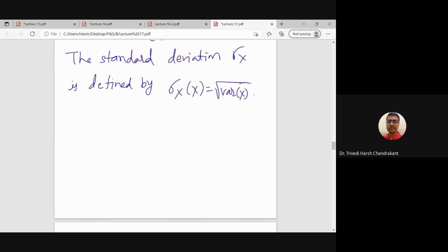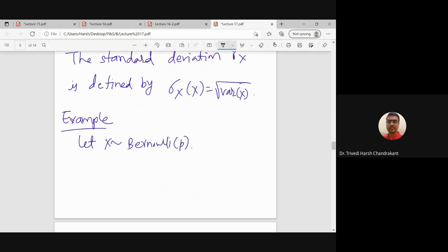Okay, so let us take some examples and find the variance in different cases. All the examples we discussed in the last class I am not going to do, but one or two examples we'll see today. The first example is the Bernoulli random variable. So if x is a Bernoulli trial with the probability of success p.